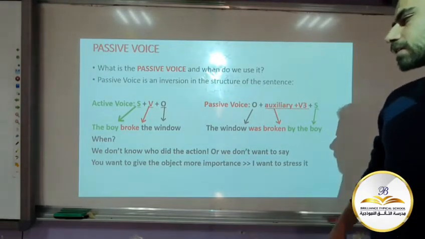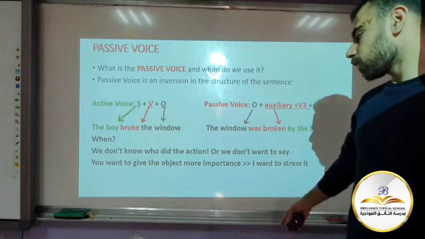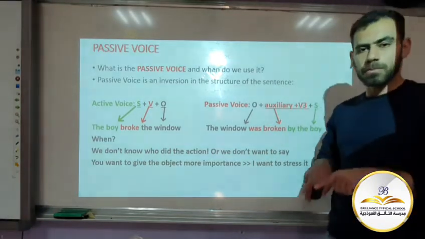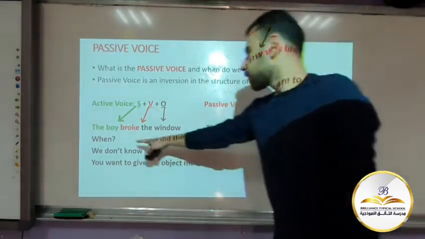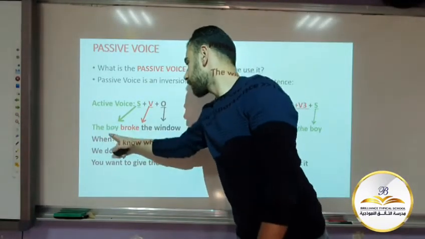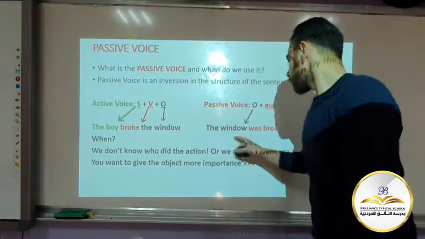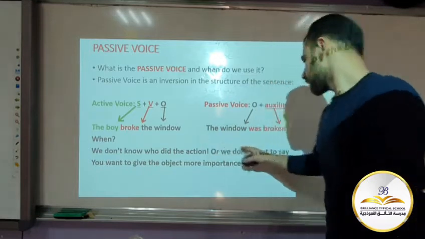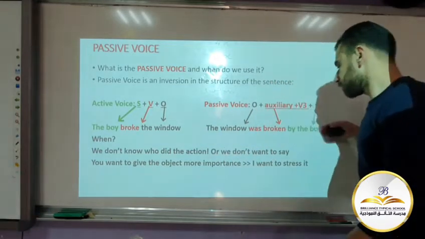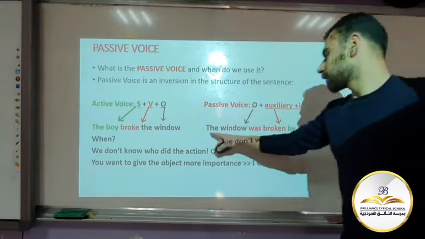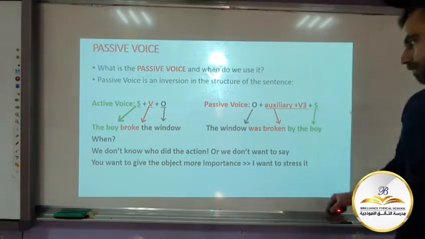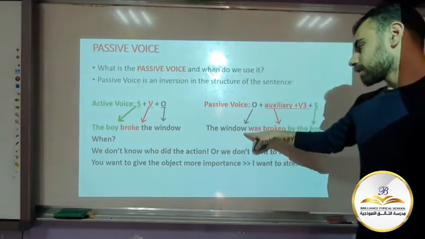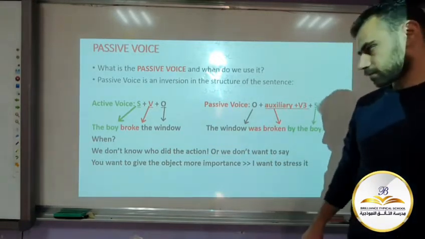Sometimes we also use it when we want to give the object more importance. I want to stress it. It means that I want to give it more importance. Like here, the window is more important than the boy. So I'm going to give this more importance. I don't care about this part. Maybe I'm going to omit it later on. I'm going to say the window was broken and that's it. I don't care who did the action, but what I care about is the window, which is broken.